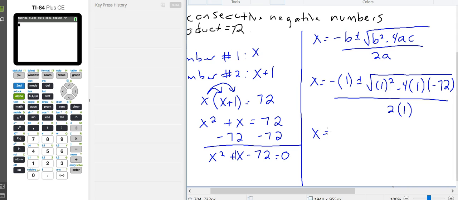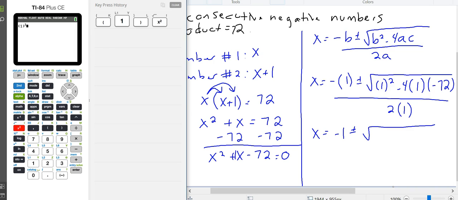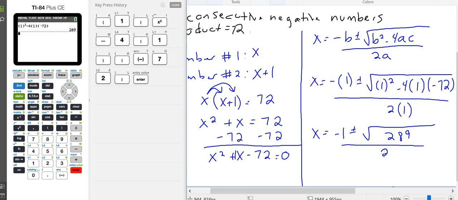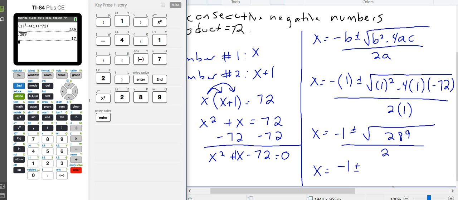X is equal to negative 1, plus or minus the square root of, let's just punch everything into the calculator. 1 squared minus 4 times 1 times negative 72, and enter. 289 over 2 times 1 is just 2. X is equal to negative 1 plus or minus, is 289 a perfect square? Let's check. 17, it is a perfect square. Negative 1 plus or minus 17 over 2.